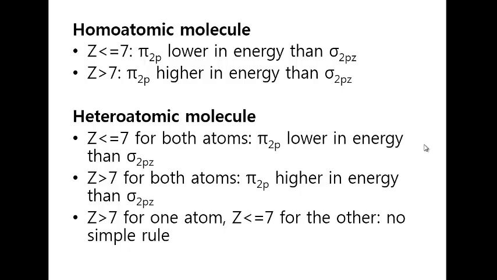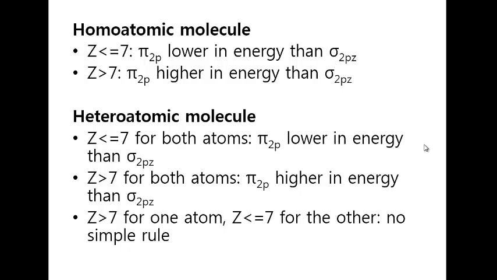So we've learned in class that when you draw a molecular orbital diagram for a homoatomic molecule, you have to consider the atomic number of the element. If the atomic number of that element is less than or equal to 7, we know that pi 2p is lower in energy than sigma 2pz. If the atomic number is greater than 7, pi 2p becomes higher in energy than the sigma 2pz.